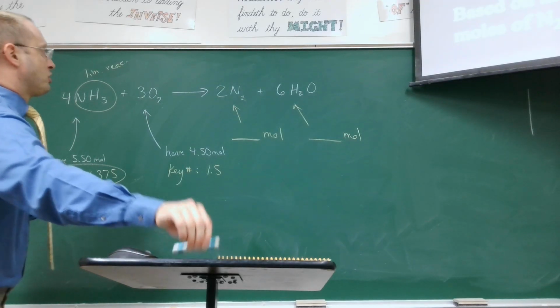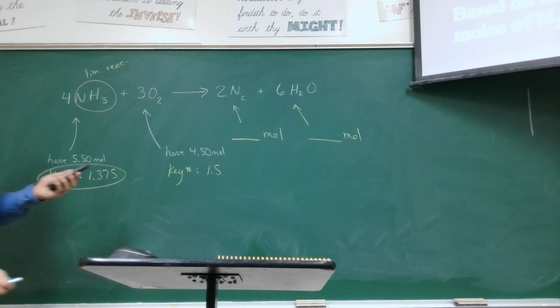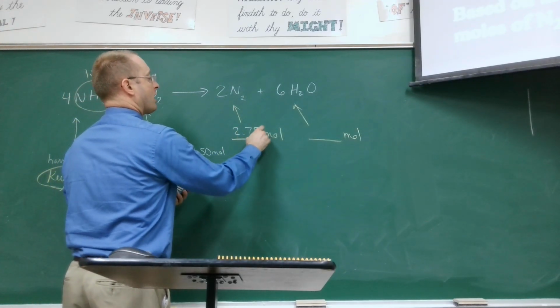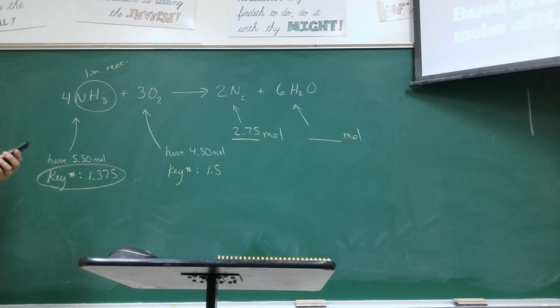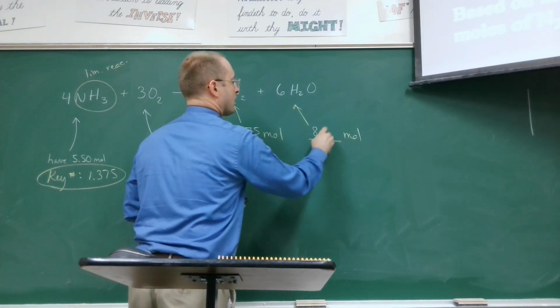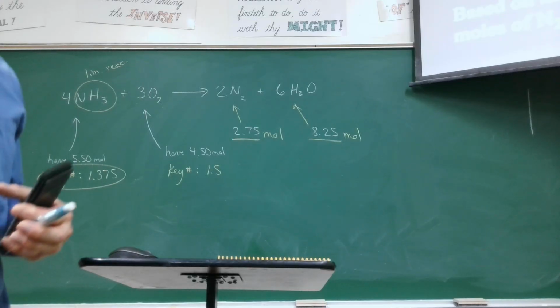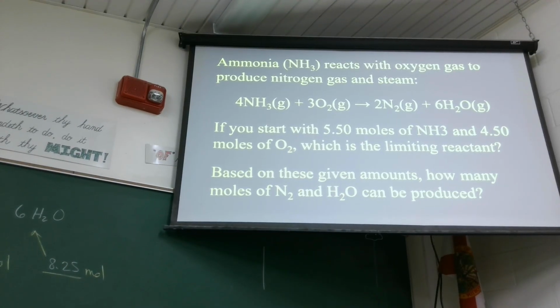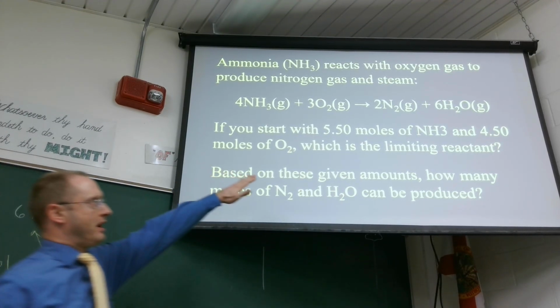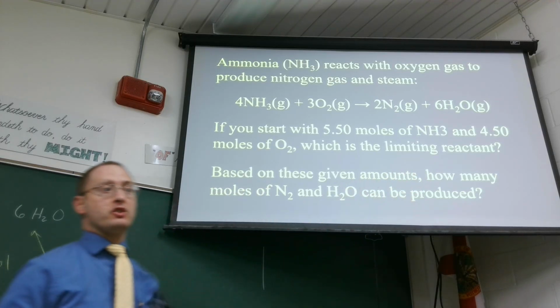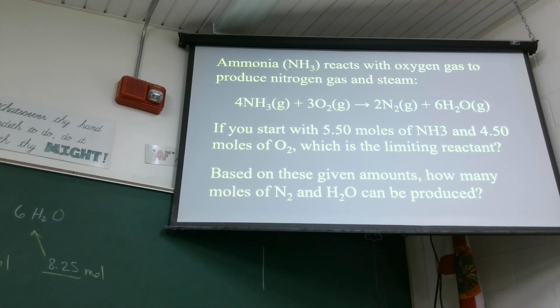So how many moles do we get of nitrogen? How many moles of water? How many sig figs are we allowed in the problem? Looking at the original problem here, the only actual numbers I see are the 5.50 and the 4.50 moles. So that tells me 3 sig figs, because the 0 is significant. So both answers already happen to have the right number of sig figs.